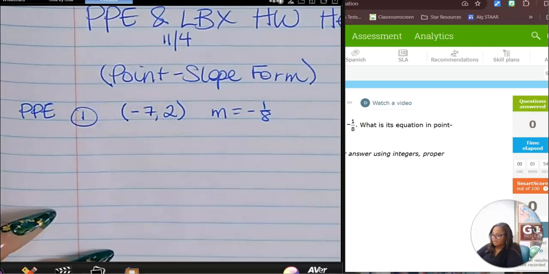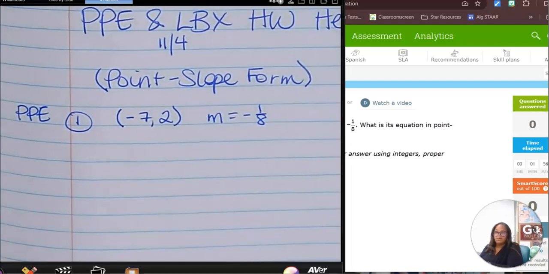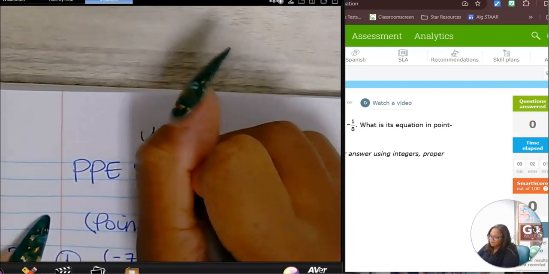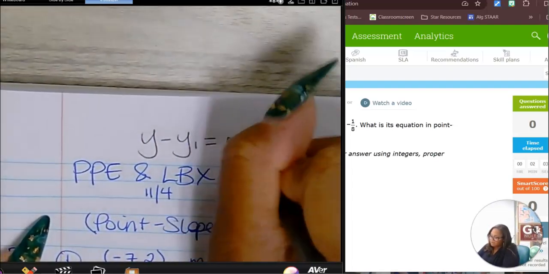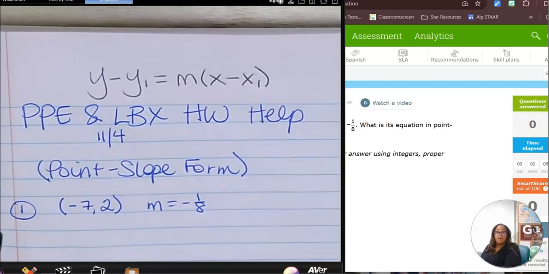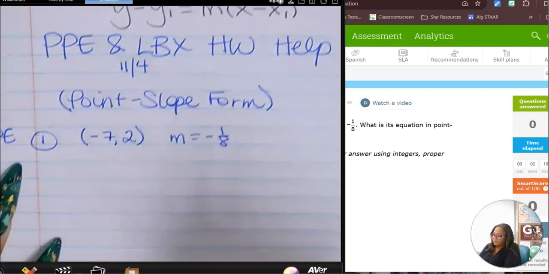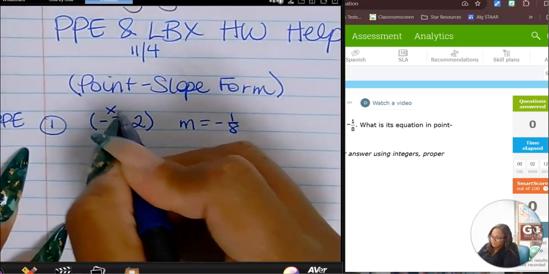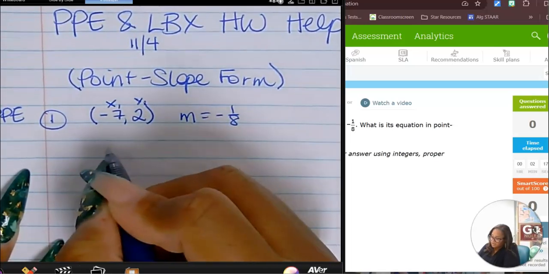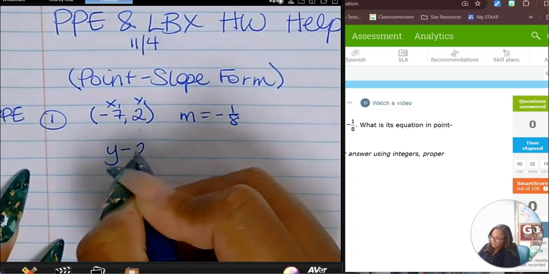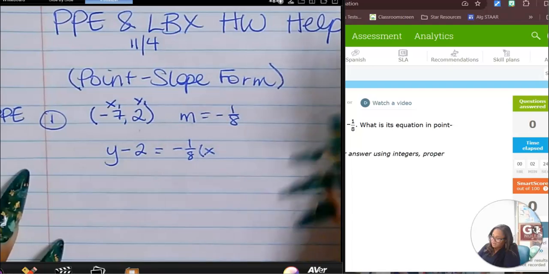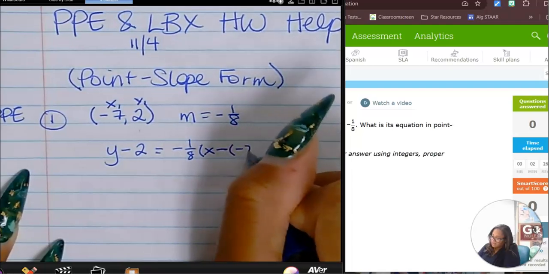And I have to keep in mind that I'm using this formula, the point slope formula: y minus y sub 1 equals m times x minus x sub 1. So this is my x sub 1, this is my y sub 1, and this is my m. So I'm going to say y minus 2 equals -1/8 times the quantity of x minus -7.